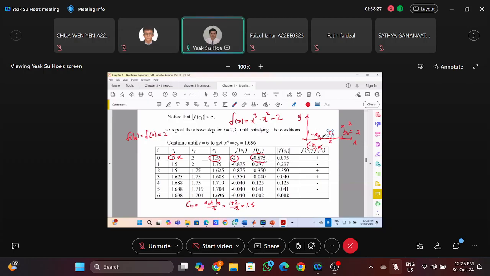So I repeat here again. For A0, S is 1, then what is the answer? Your answer is minus 2. So this is a point. When your S is B0, which is 2, then what is the answer? Your answer is 2. So this is the answer here. When your C0, S is 1.5, then what is your solution? Your solution is negative 0.8, negative here. So for this coordinate, your answer is here. For this coordinate, your answer is here. For this coordinate, your answer is here. So then we plot the graph. So this is our solution graph.